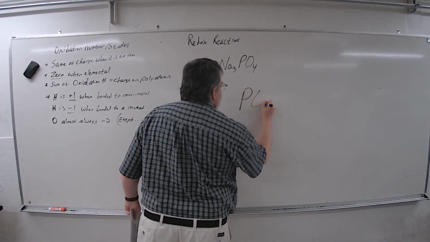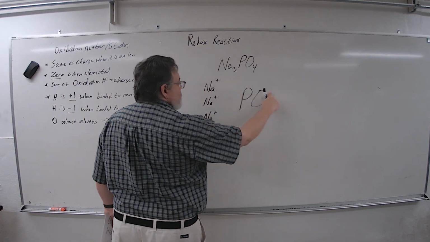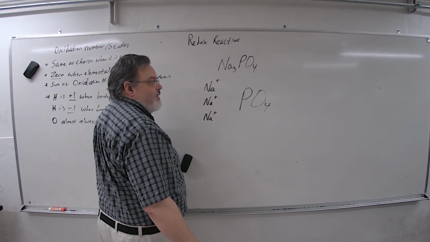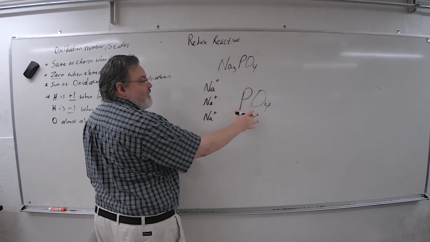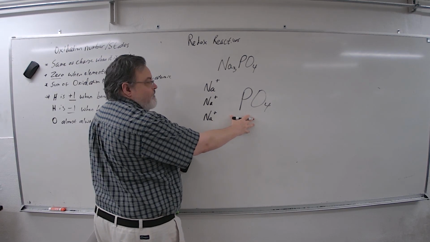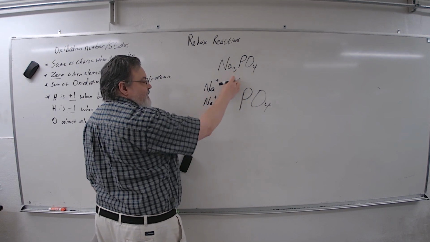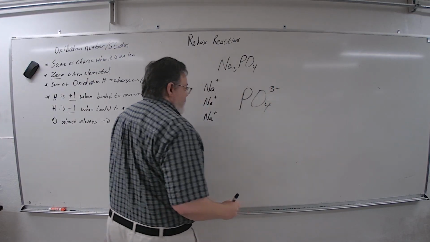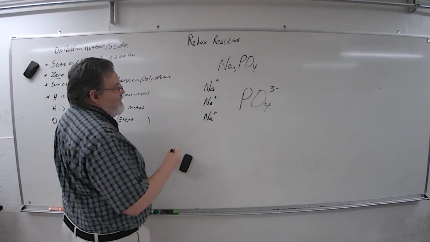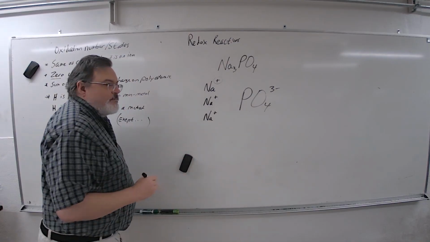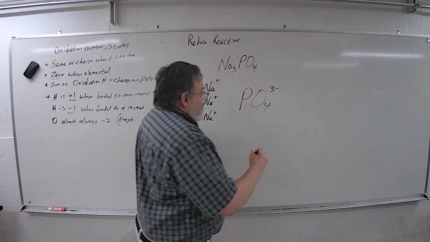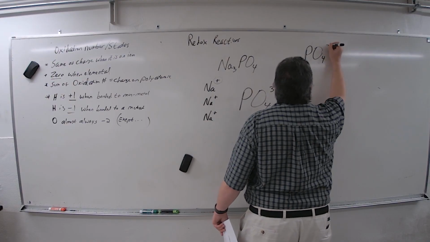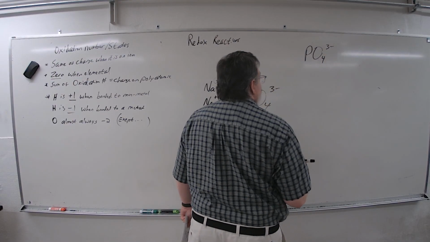That leaves me with PO4. And what's the charge on PO4? If it's neutral up here, everything cancels up here, so -3. So we've already identified the oxidation state for sodium as +1. To finish this out, I have PO4, 3 minus.